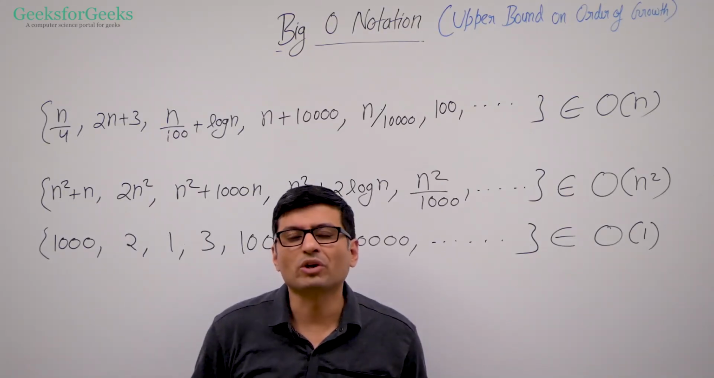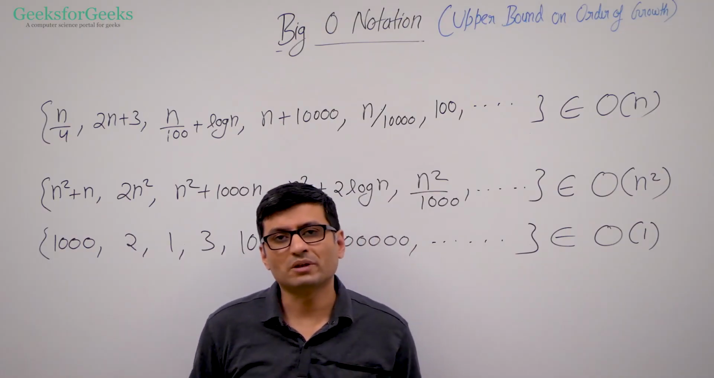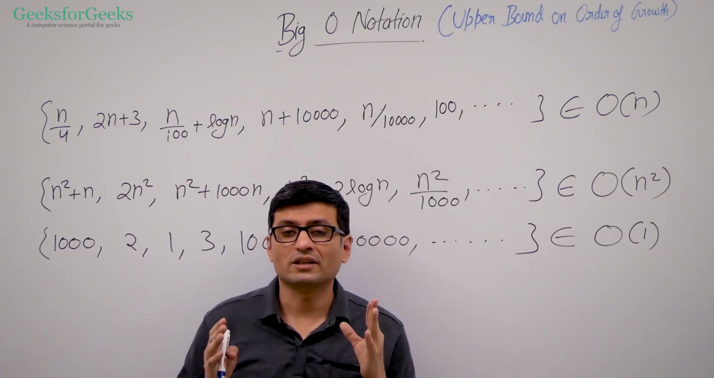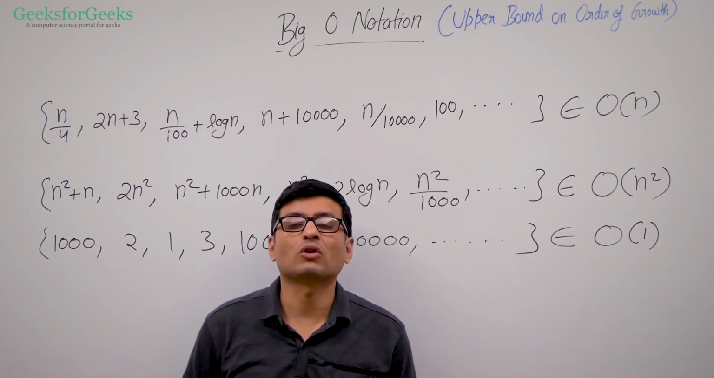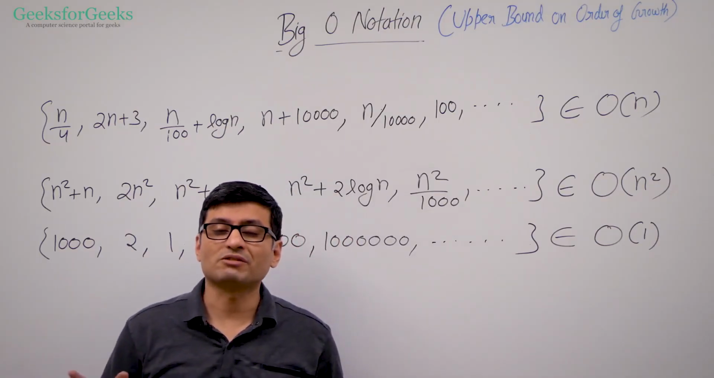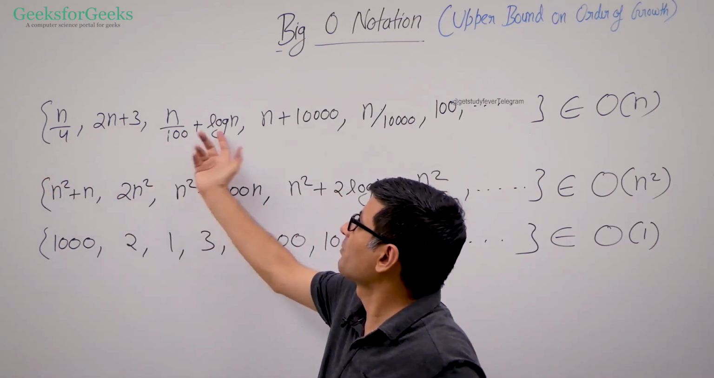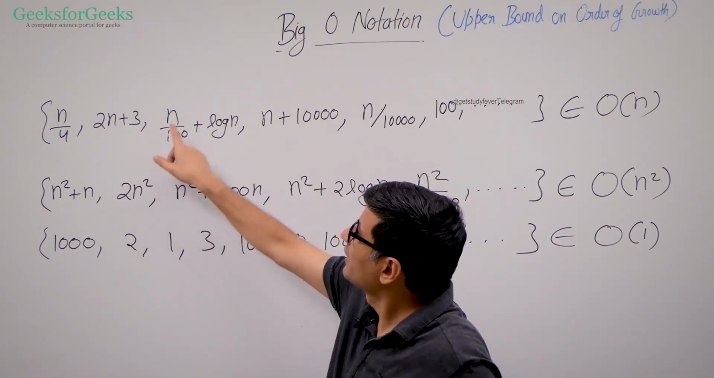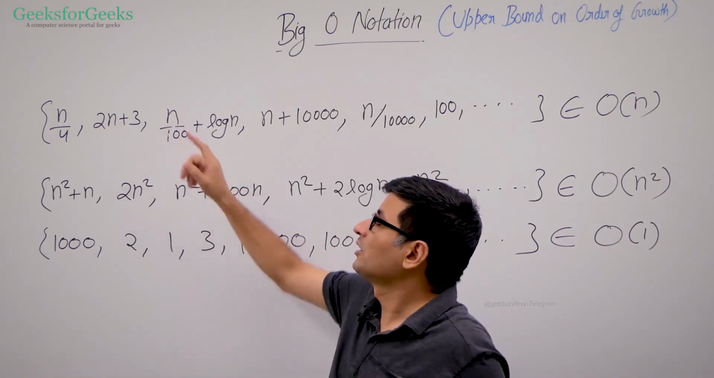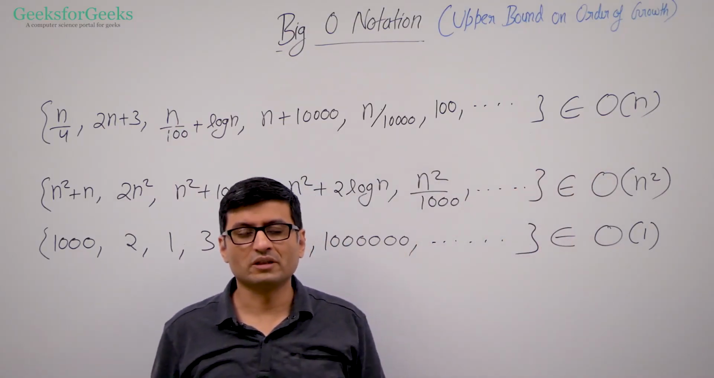Let us take a look at more examples to get a better idea of Big O notation. Please remember, whatever we put in Big O notation has the same order of growth or more order of growth. So all the expressions, all the functions which have the same order of growth, like n by 4, 2n by 4, n by 100 plus log n, if you see all these functions, their order of growth is n. Highest growing term is n. Here also we have Big O of n. So they all come under Big O notation.